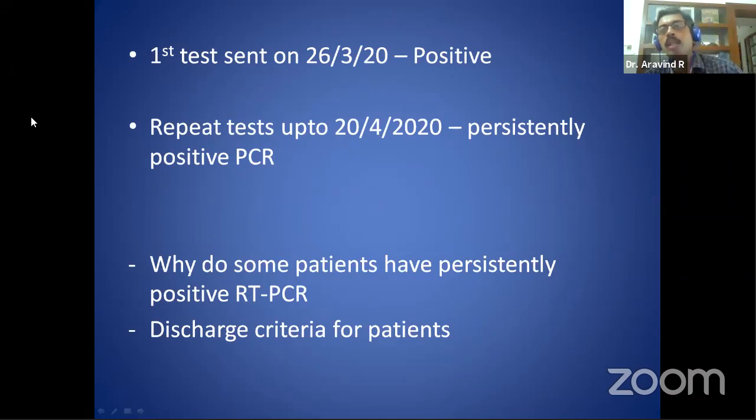Now coming to the policy implications. Majority of the patients have to be kept in hospital, and they can be discharged only when 2 consecutive RT-PCRs are negative.